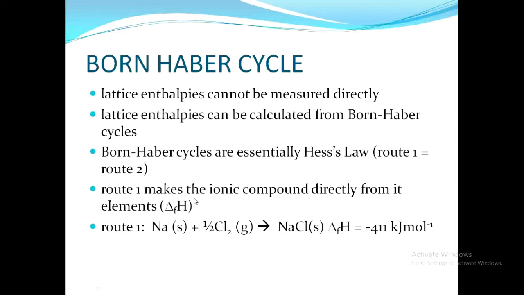For route 1, we have to make 1 mole of ionic compound from its elements. This is the enthalpy of formation. Here you can see I have given the example of the formation of solid sodium chloride from its elements. The enthalpy of formation for sodium chloride is minus 411 kilojoule per mole. So this is our direct route for the Born-Haber cycle.